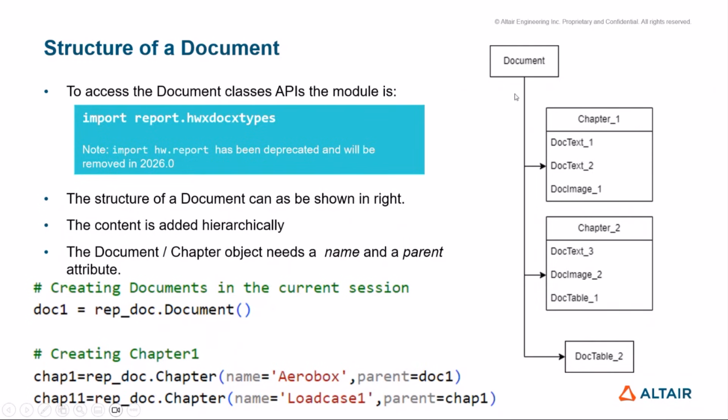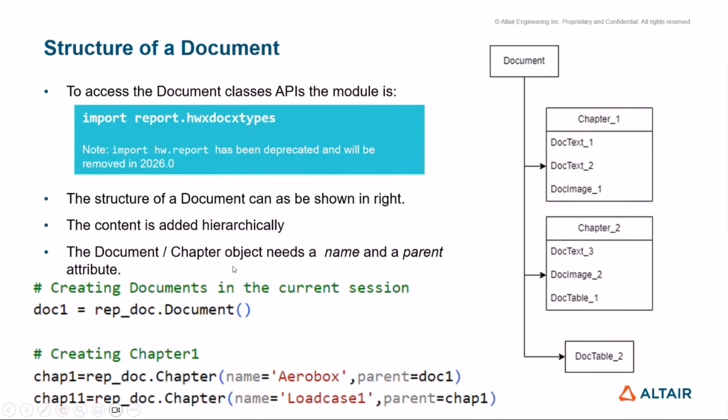As I already told, you see on the right the classic format of a document. We create first a document object, and then we populate this document object using the parent attribute via chapters or via doc classes. Each chapter can have doc classes in it, which are children of this chapter. And the content is added hierarchically, meaning that like this, chapter 1 is above chapter 2 is above doc table 2, etc.